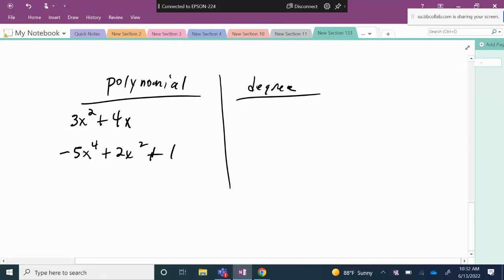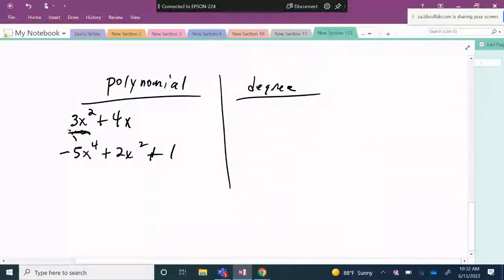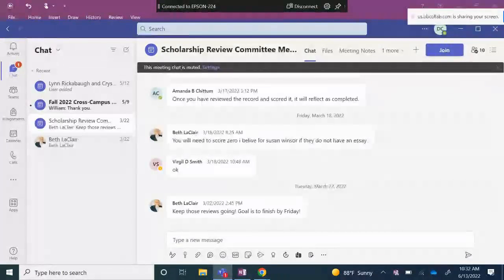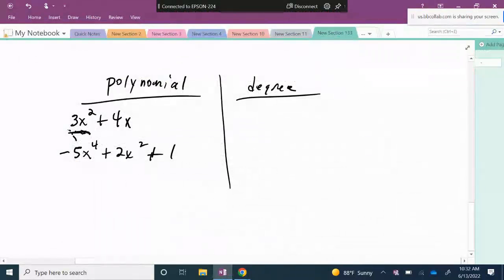All right, so we'll just take these two. If we look at this first polynomial, 3x squared plus 4x, notice that we have two terms. My first term, 3x squared, has a degree of 2. My second term, 4x, has a degree of 1. The largest degree term is 2, so the degree of that polynomial is 2.